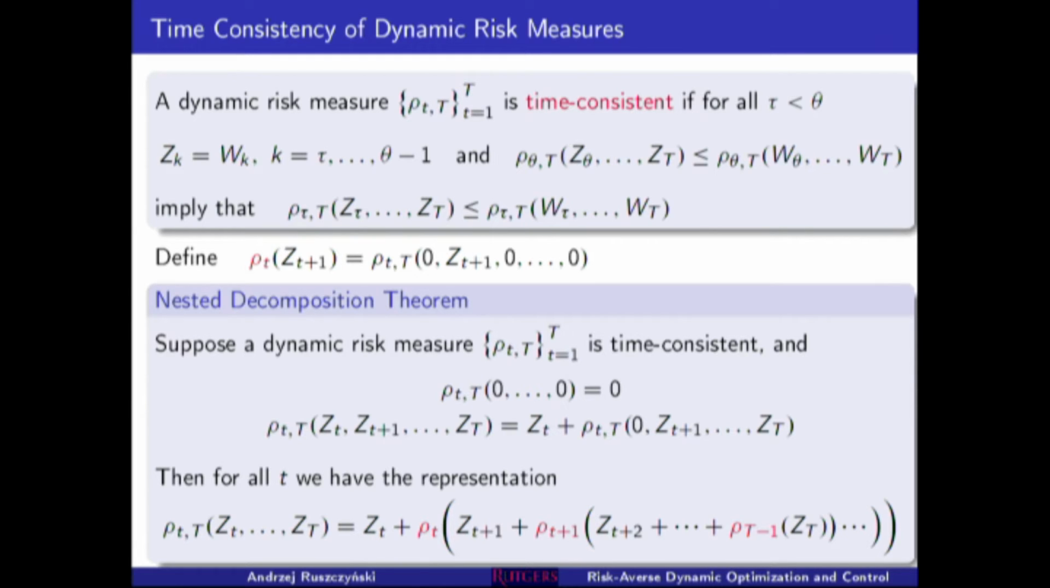Whenever two random sequences coincide almost surely between time tau and time theta minus 1, and at the future time theta the sequence z is evaluated as better than w, then today, at time tau, we also have to evaluate z as better. Because if in the meantime they are identical, the one that looks better in the future should look better today.